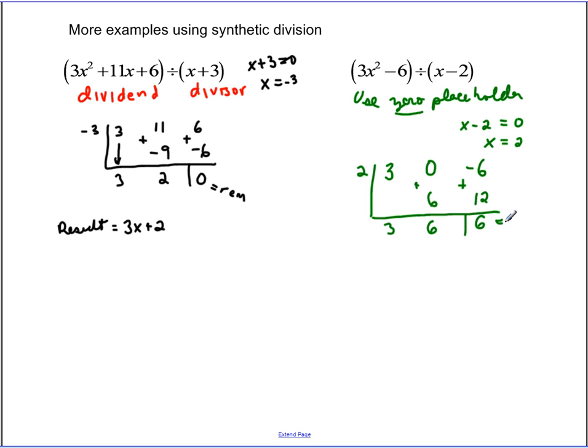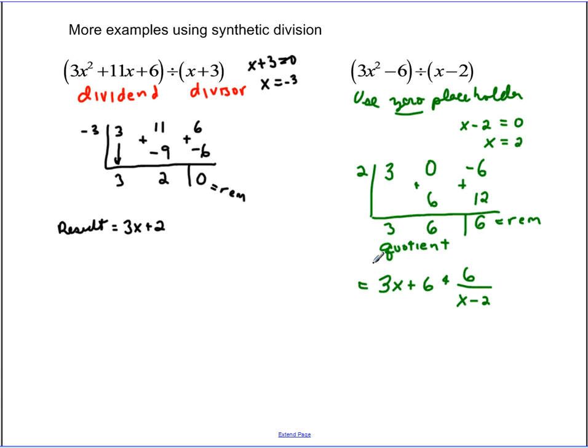This time we do have a remainder. So if we're looking to write the result as equal to the quotient plus the remainder over the divisor, we're going to get 3x plus 6 as our quotient, plus our remainder of 6 divided by our divisor, which we said earlier was x minus 2. So this is our result of this division.